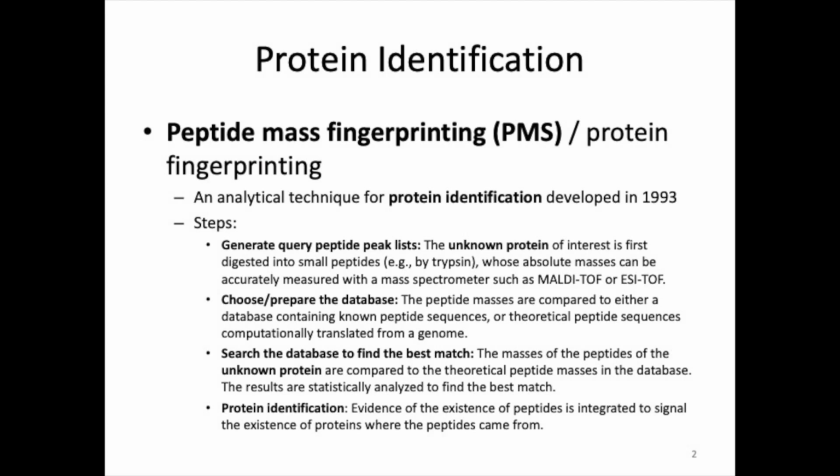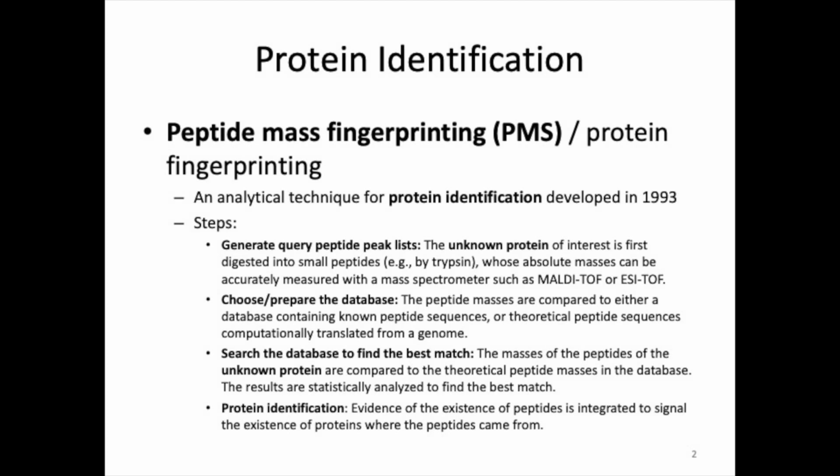For protein identification, an important technique is called peptide mass fingerprinting, PMF, also known as protein fingerprinting. This technique for protein identification was developed in 1993. It has the following steps. First, generate a query peptide peak list. The unknown protein of interest is first cleaved into small peptides, for example by trypsin digestion, whose absolute masses can be accurately measured with a mass spectrometer.